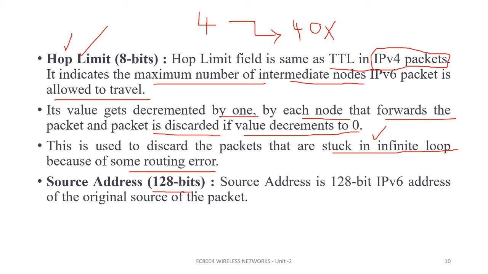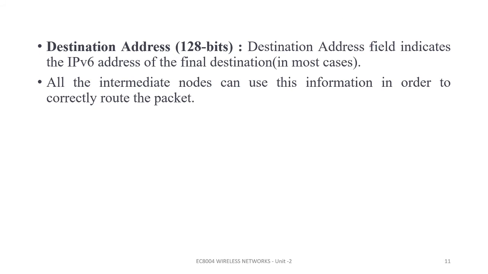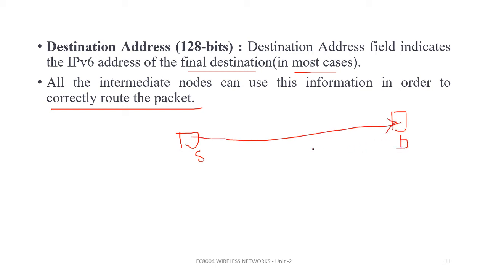Source address, again, is 128 bits. It is the original source of the packet, from where it started. Again, the destination address field indicates the final destination in most cases. All the intermediate nodes can use the information in order to correctly route the packet. Whatever intermediate nodes are present, I want my packets to reach from the source to the destination in a proper manner, with correct routing. And so we go for this particular version 6.